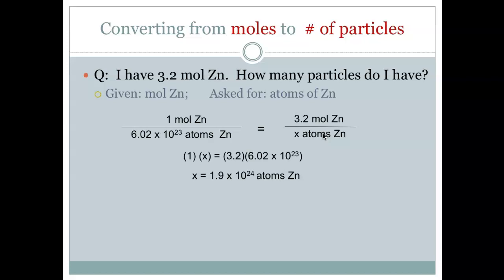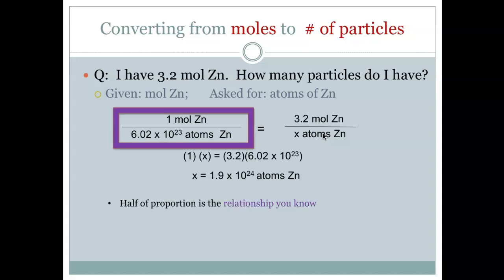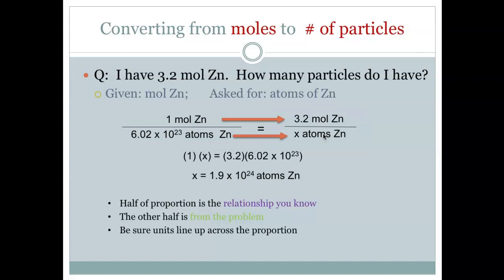Let's review the structure of this setup because we're going to be using this same structure over and over again. As we said, half of the proportion is the relationship that you know. In this case, the relationship between moles and atoms. The other half of the proportion is going to come from the problem. It's also important to make sure that you've lined up your units across the problem. Moles should be across from moles and atoms should be across from atoms. I could have done this whole thing upside down and put atoms on top and moles on the bottom, as long as the units line up across the problem.